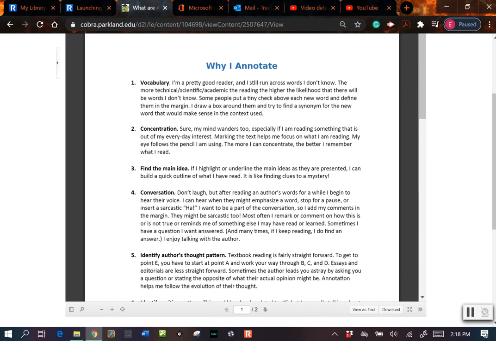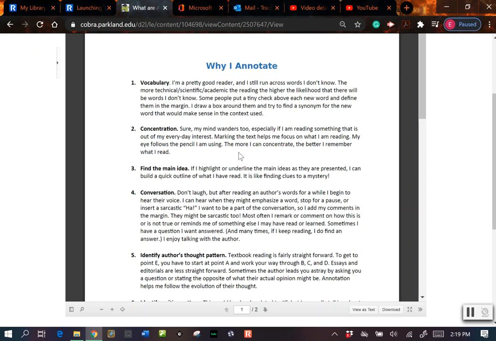Alright, so why do we annotate? We annotate because we're growing our vocabulary. Okay, we don't know everything. And the more you go into academic work, the more you go into a specific trade, a specific career, you're going to have new technical, scientific vocabulary. And you're not going to know everything. And so it's important that when we meet a word that we don't know, we go and we look that up. And sometimes when we do that, we can find a synonym for that word, and then we can write that word into the margins to remind us, hey, we looked that word up, that's what it means.